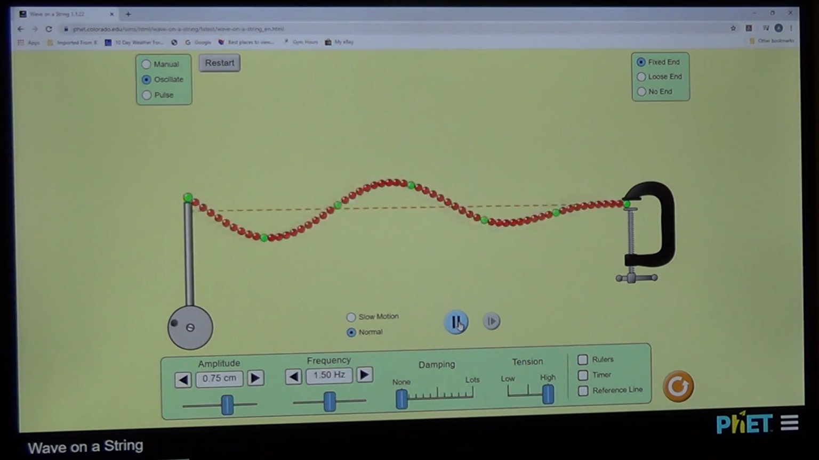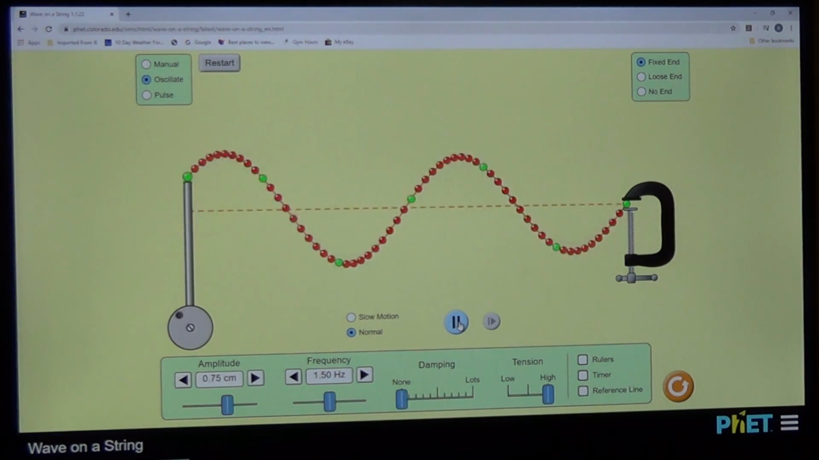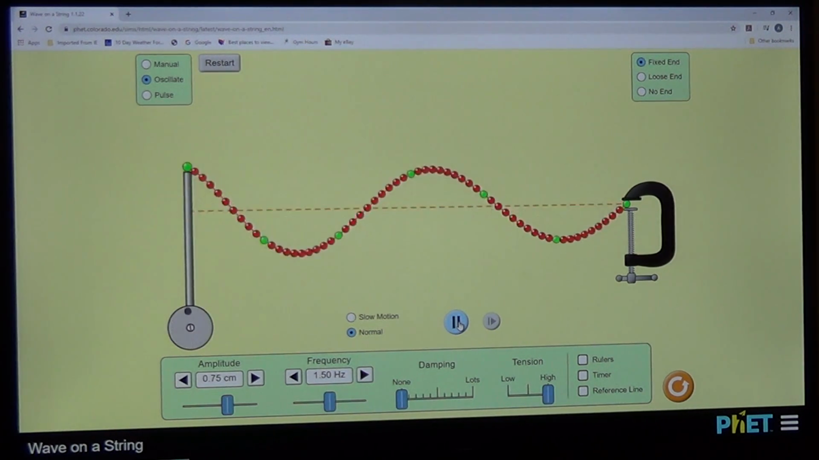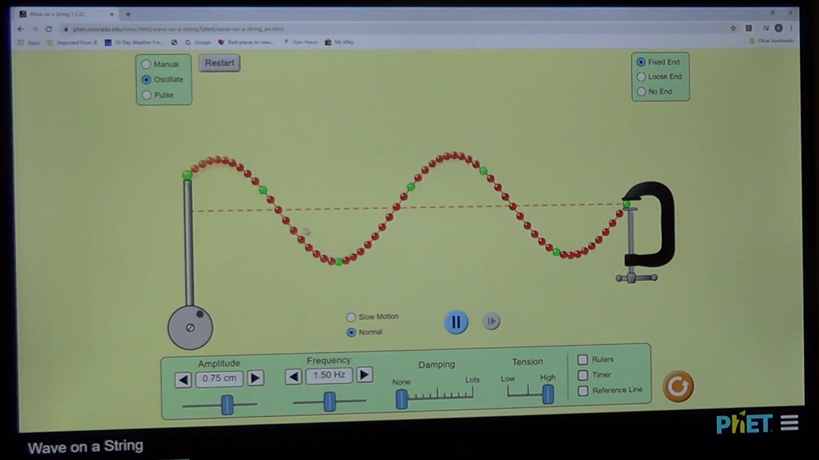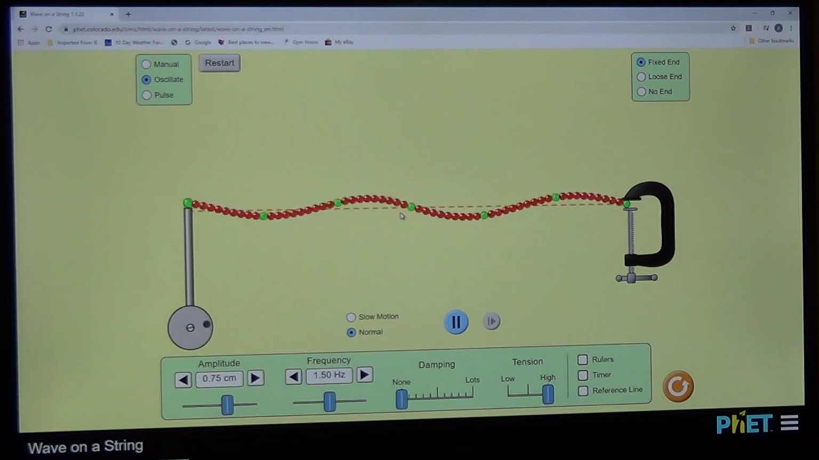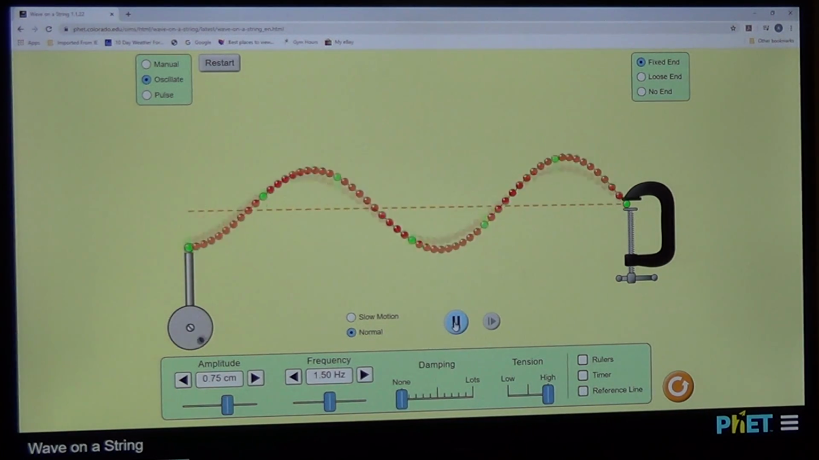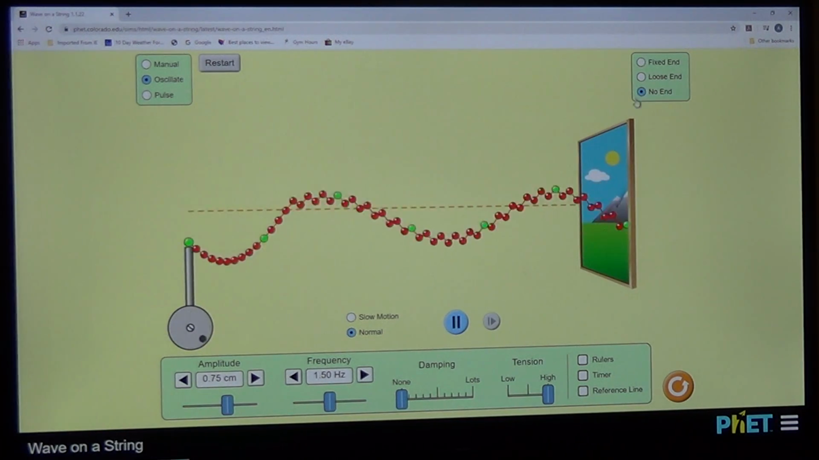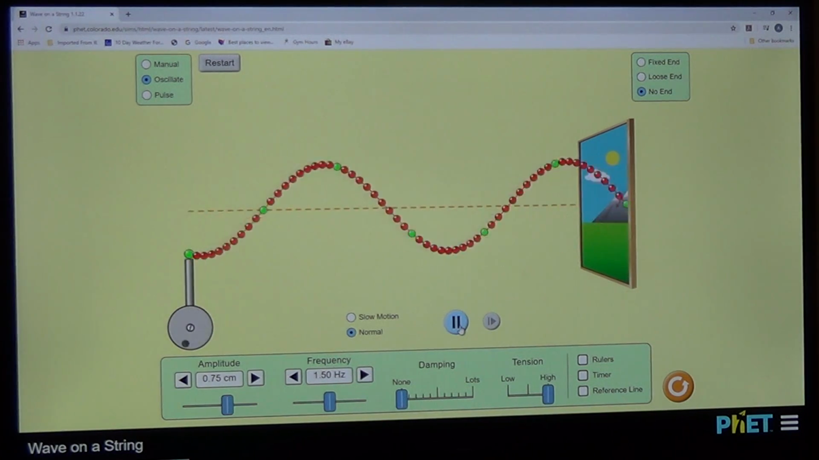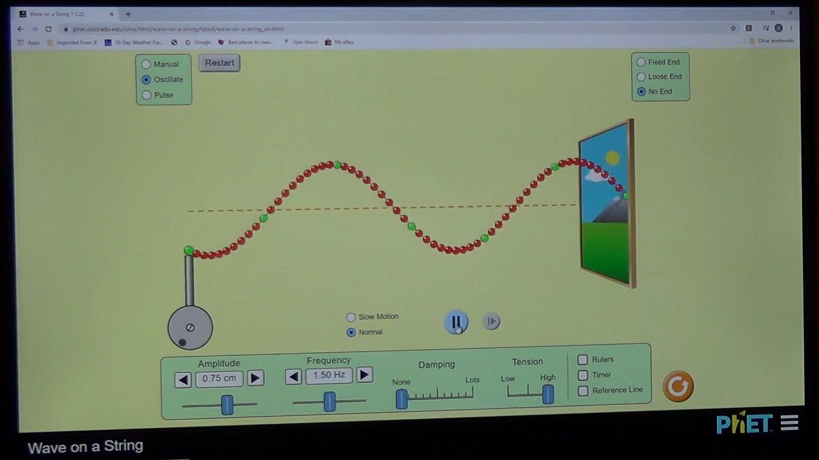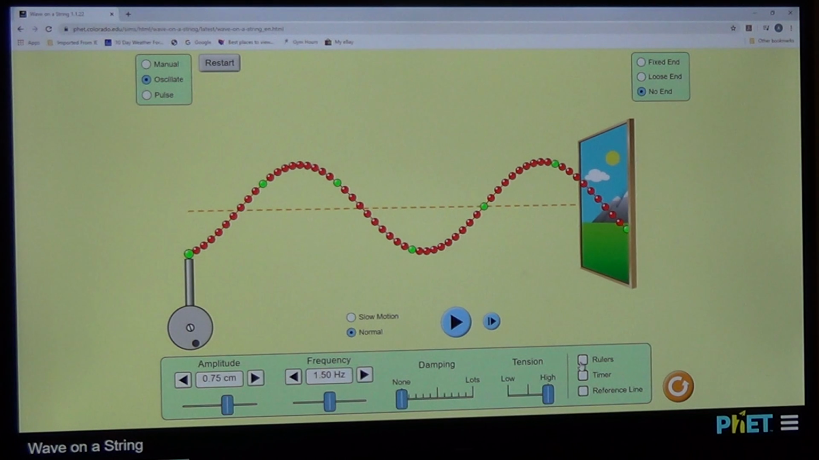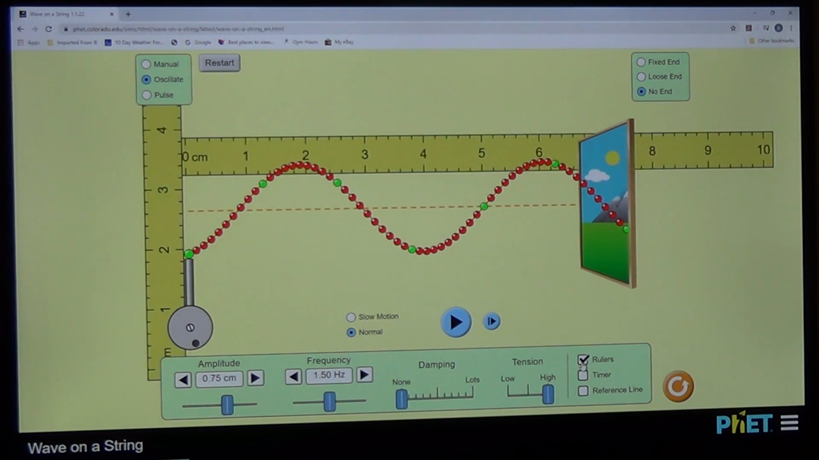So as you continue to hit play, in order to figure this out, I'll do an example for you. What we'd like to do is actually see how long this wave is. And when it's coming back reflecting, it's kind of hard to tell because the waves are overlapping. So what we're going to do is hit no end. And you can pause this at any moment. Then over here you've got your tools. We're going to use the rulers.